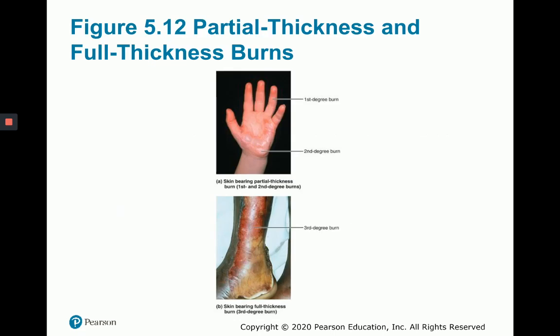So here we can see, for example, a first degree burn on the fingertips, just kind of red, maybe slightly swollen. Down here's a second degree burn, so we have blisters, but still red, swollen. Third degree burn, we have that cherry red, and there would be no initial pain again because the nerve endings have been destroyed.